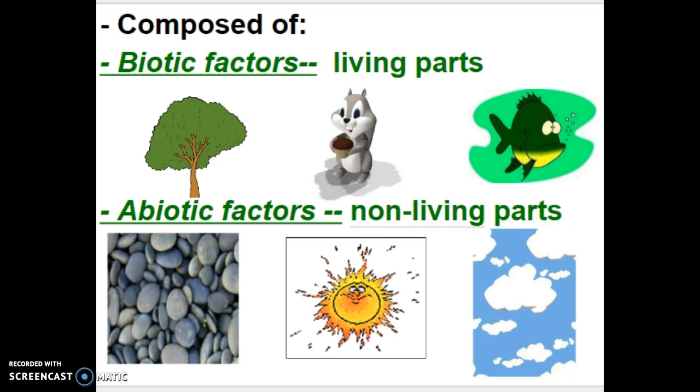Abiotic factors are the non-living parts of the ecosystem, the physical parts of the ecosystem. Remember, when you put a or an in front of a science word, it means no or without. So the abiotic factors are the non-living parts of the ecosystem.